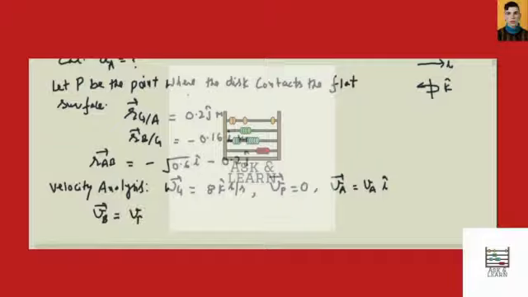6.84 minus 4.87. 1.97i. 27.6 minus 4.56. 23.